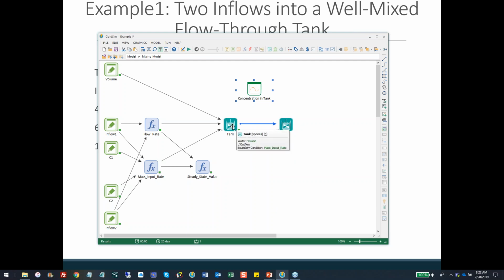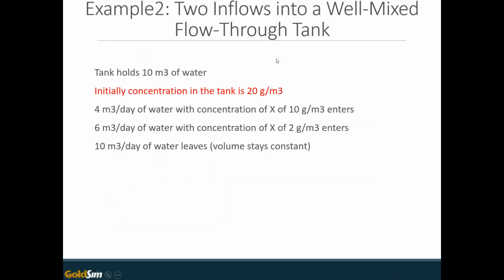I just had to tell GoldSim, here's how much mass is coming in, here's how much water is flowing out, and GoldSim calculated the concentration for me. All right. So now let's move to something a little bit more complicated.